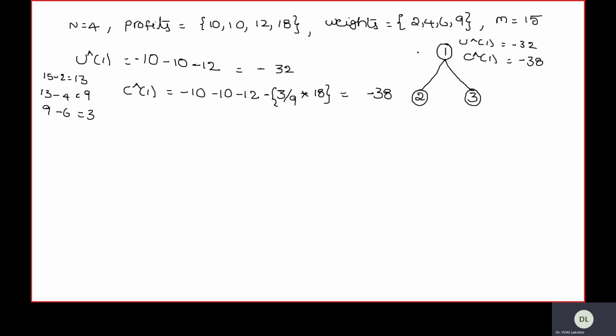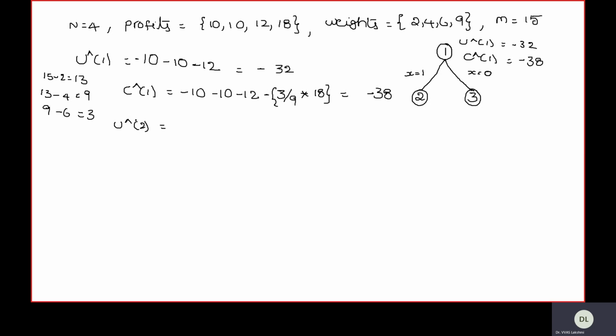While calculating upper bound and lower bound, all the left subtree is built by considering that the first item should be taken, and the right subtree is built by considering that the first item will not be taken into the calculation. So here the next E node is 2. So we need to calculate the upper bound of 2.